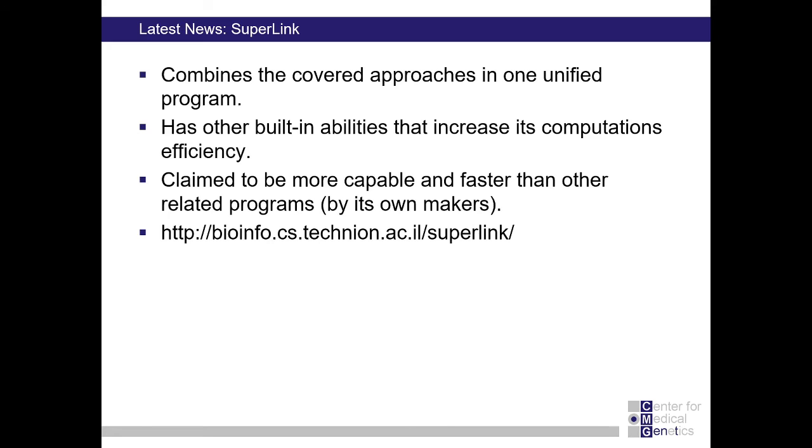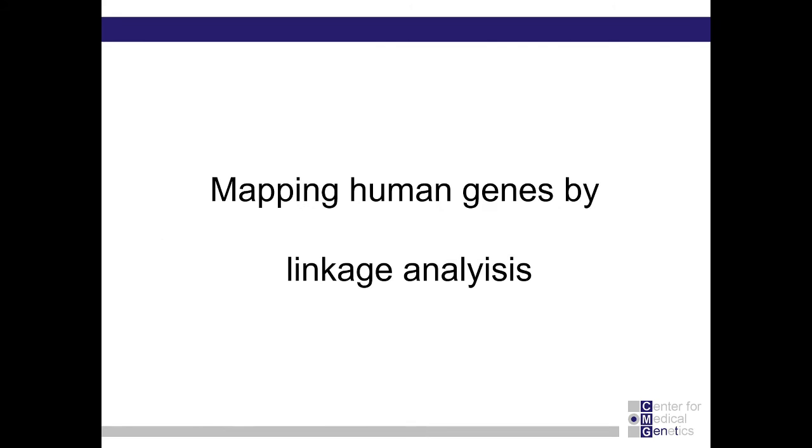So, Superlink. Superlink combines all of the approaches into a unified program. It has built-in capabilities that can increase the computation ability. It can be more capable and faster than other related programs by its own makers. In this link, mapping human genes by linkage analysis.